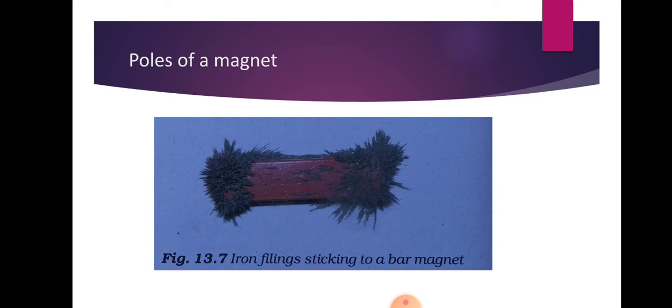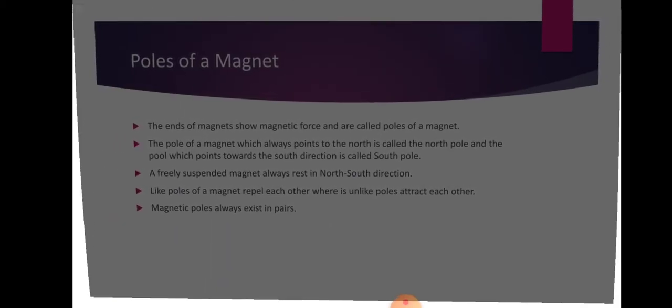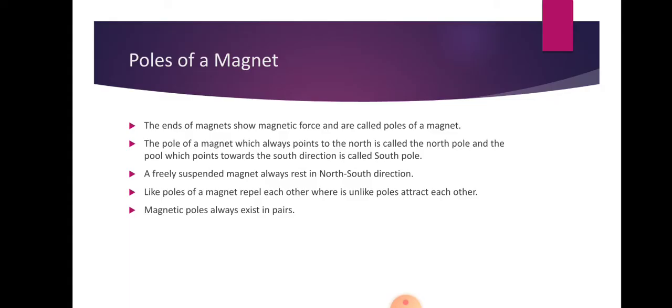Now what you have to do is spread some iron filings on a sheet of paper. Now place a bar magnet on this sheet and you will observe that the iron filings will stick all over the magnet. You will find that particular pattern, that the iron filings get attached to the corners, and these corners are known as the poles of the magnet. It means the magnetic power is maximum at the poles. So the ends of a magnet show magnetic force.